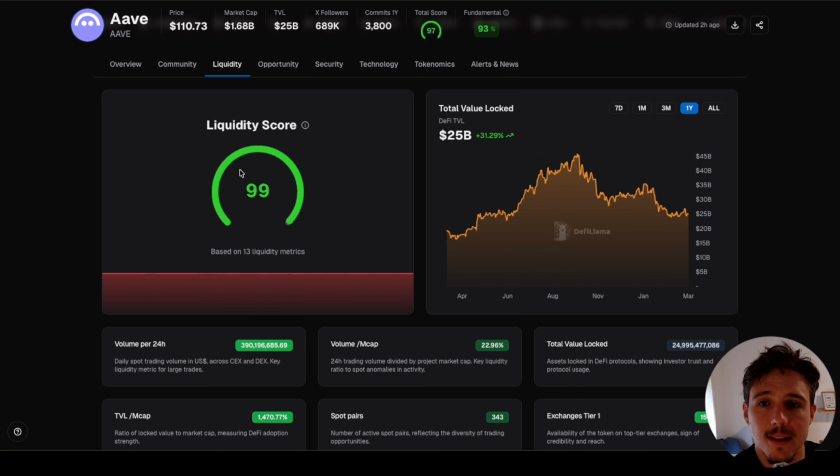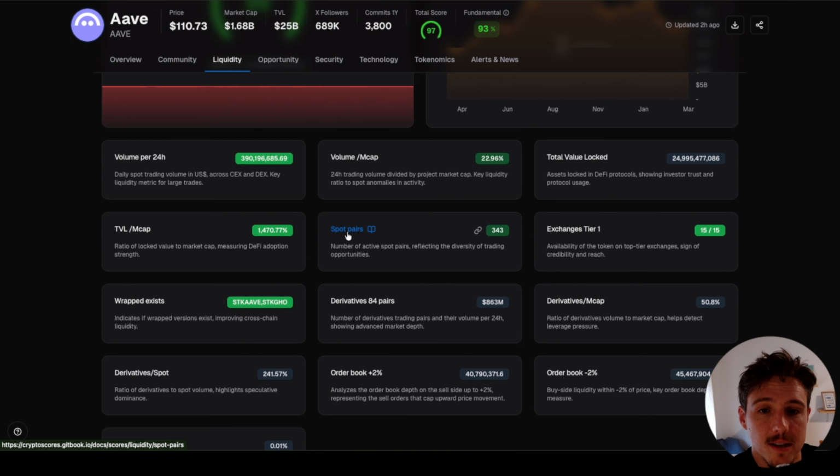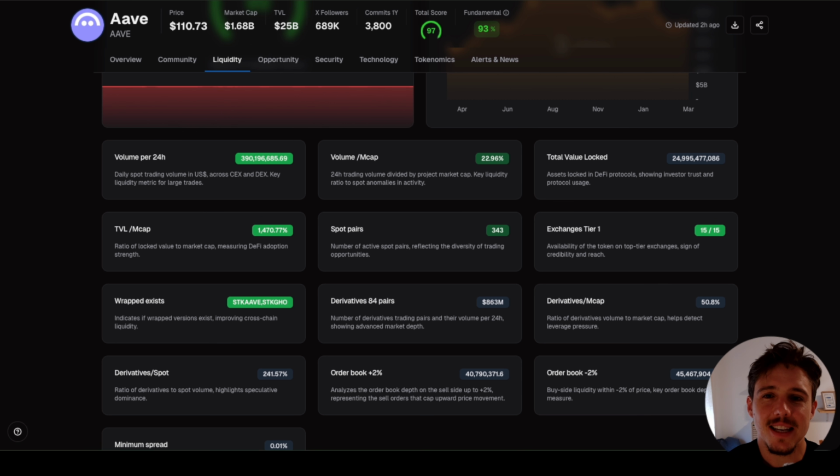So let's take a look at Aave, and as you can see, we click on liquidity. You can check the liquidity score, total value locked as we previously saw in the previous video, and if you scroll down you can go to spot pairs over there. And as you can see, there are 343 spot pairs. Green, that means Aave is available across a massive number of exchanges and currency combinations. And the point is, you can trade it almost everywhere, anytime, with whatever currency you prefer. That's the kind of accessibility and depth you want to see on a project that you want to buy and hold.